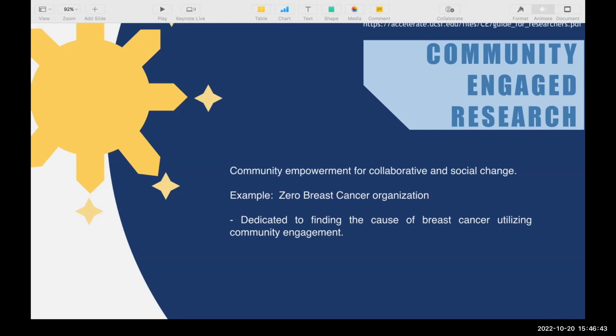Community engaged research sheds light on the voices of the community, including communities that have been understudied. And this empowers members of the community to be involved in creating diversified knowledge that is beneficial.